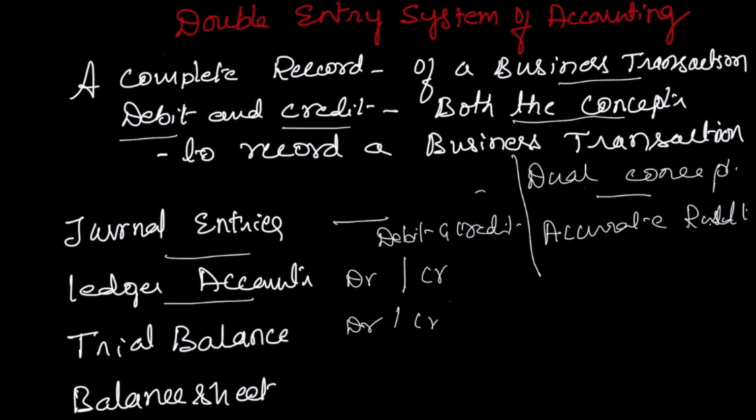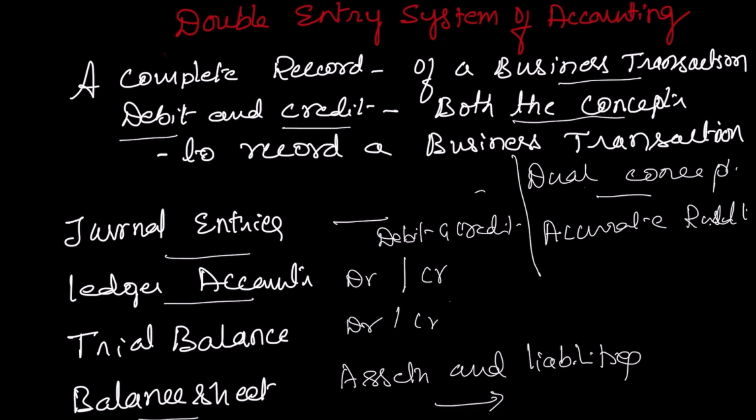If the dual concept is considered, it will be easy to prepare the balance sheet, where you take into consideration assets and liabilities, wherein assets match with liabilities. Assets will be equal to your liabilities. That's the balance sheet. There is a match between assets and liabilities. It happens only when you consider the double entry system of accounting. That's the dual concept, what we call debit and credit.